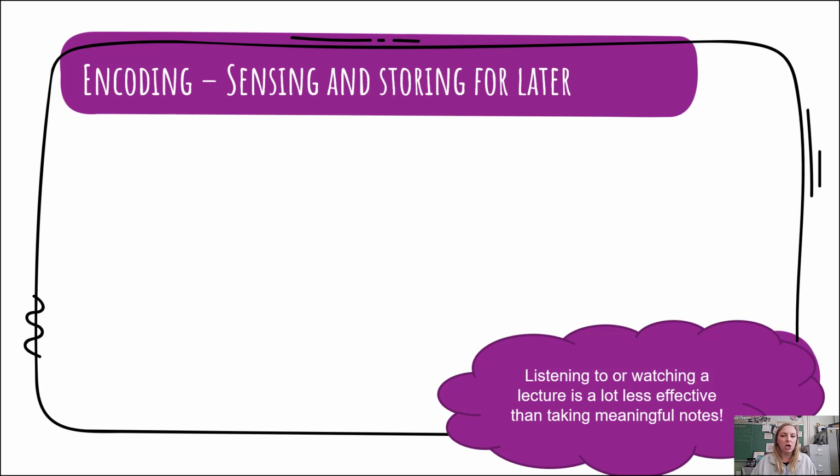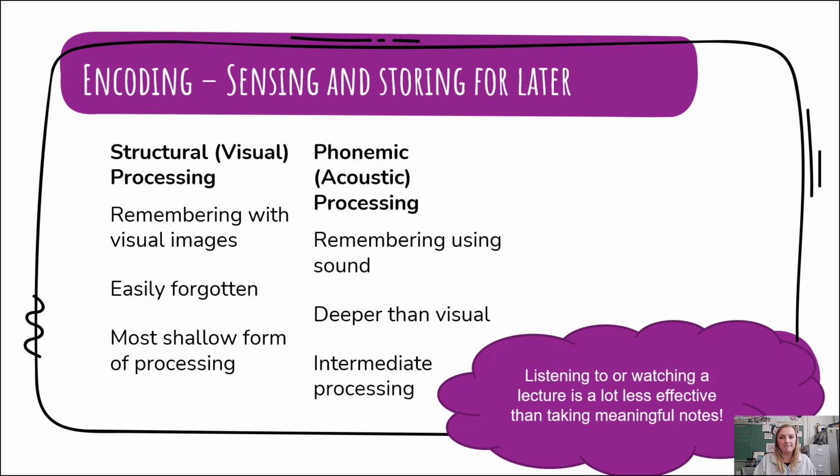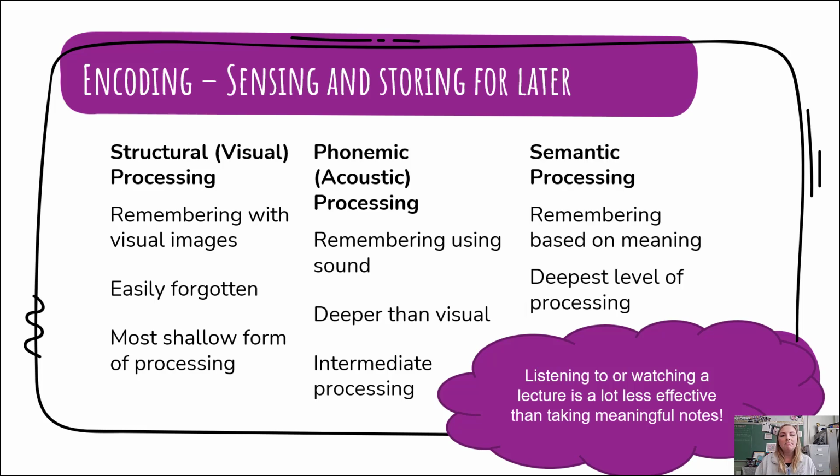We have different types of encoding that we use when putting information into long-term memory. The first is structural or visual processing, and this is remembering using visual images. Structural memory is easily forgotten, and it's the most shallow form of processing. Phonetic or acoustic processing is remembering using sound. It's deeper than visual, and it's intermediate processing. And then finally, semantic processing is remembering based on meaning. This is the deepest level of processing. So listening or watching a lecture is a lot less effective than taking meaningful notes.